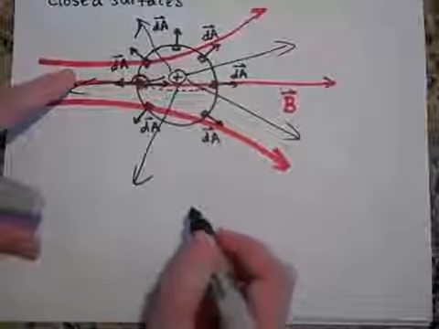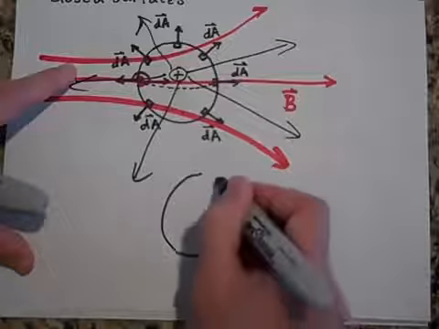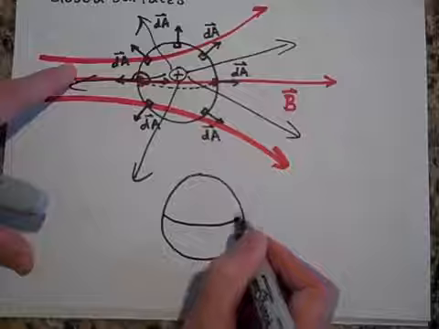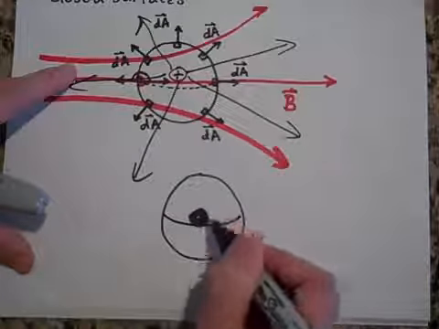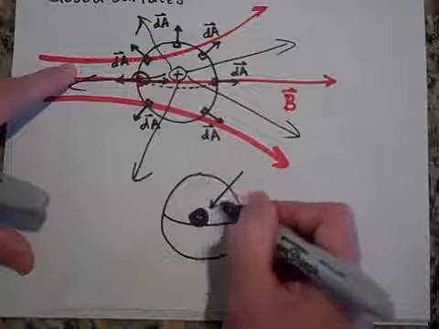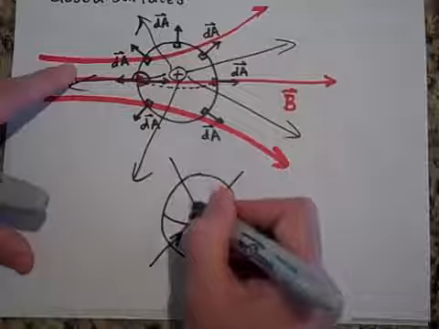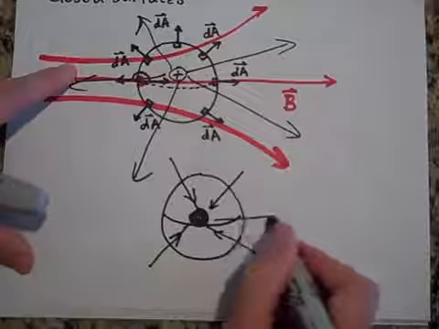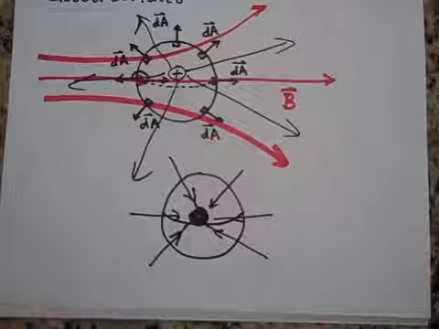Same thing with, let me have another surface here, a closed surface. That's a closed Gaussian surface. Let me put a mass in here. You see that mass? Now there's going to be field going in. And so do you see how we have a net magnetic flux going in? It's a negative flux. So that's a net negative flux.